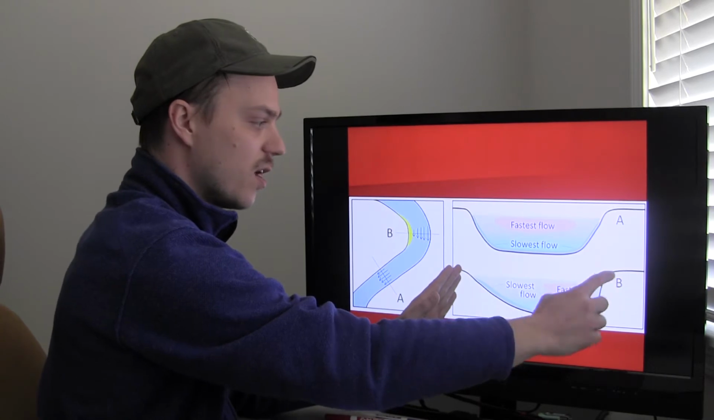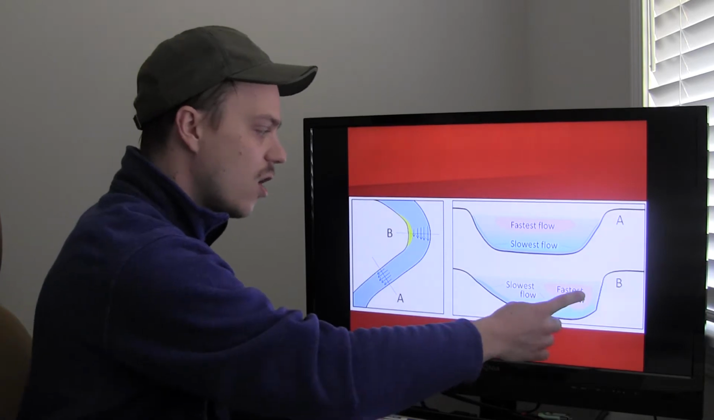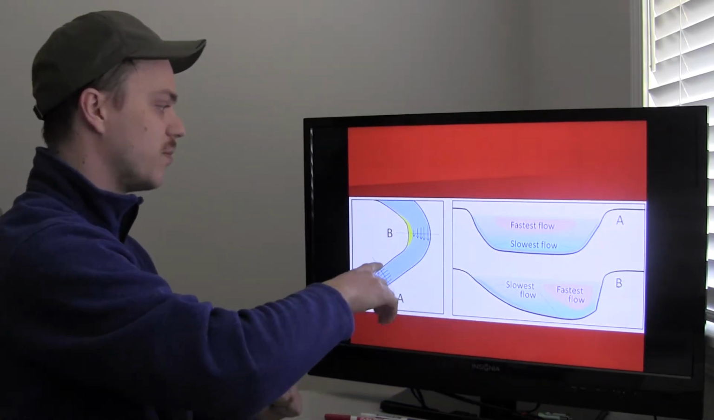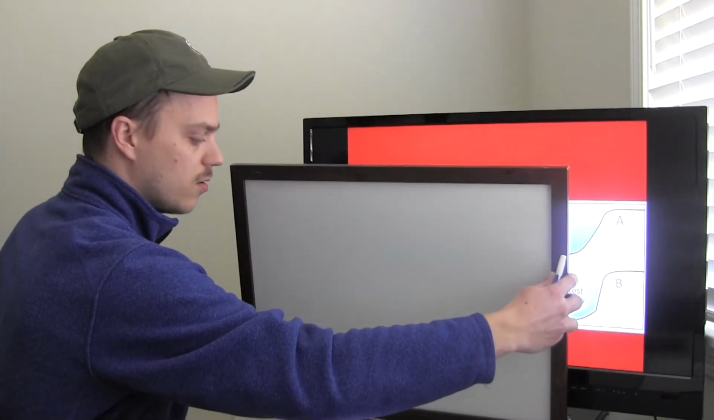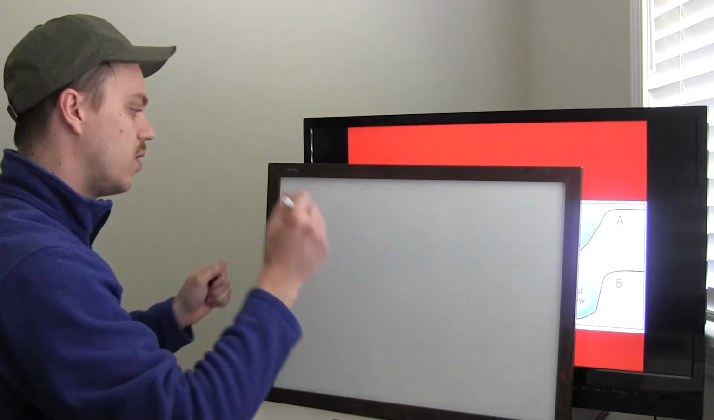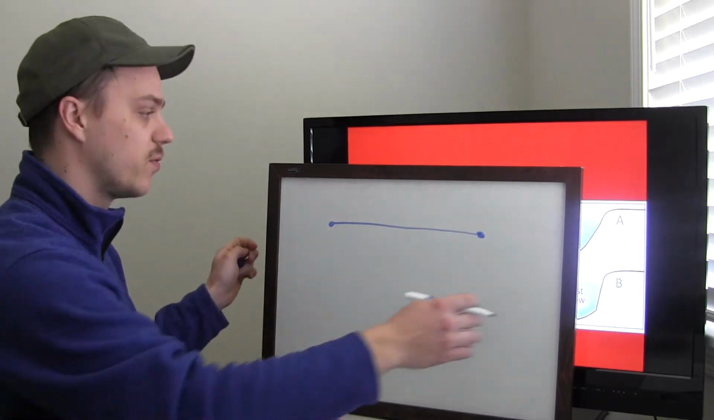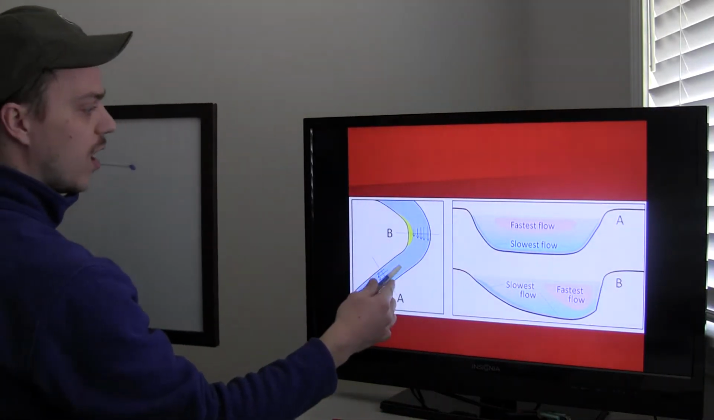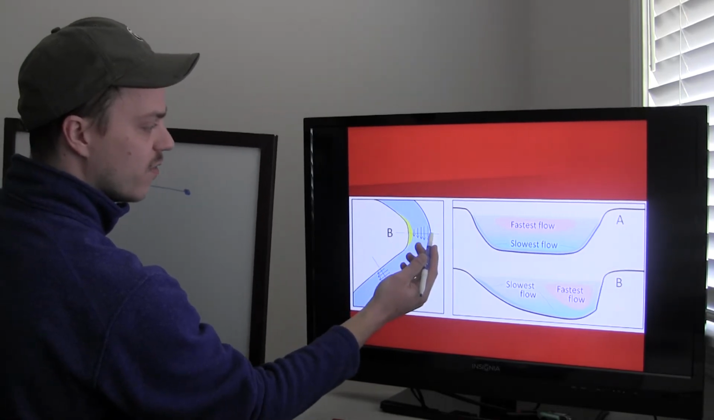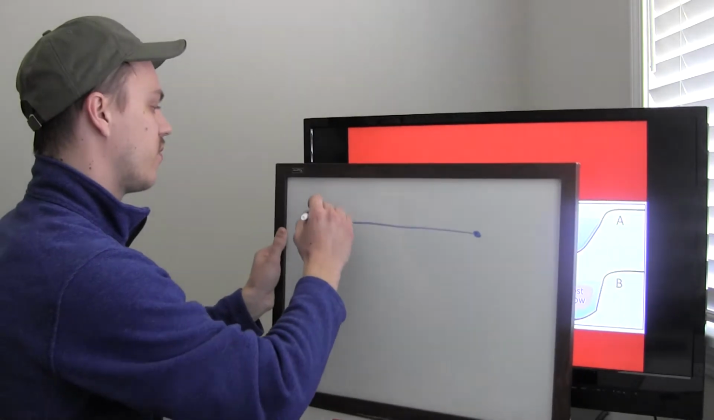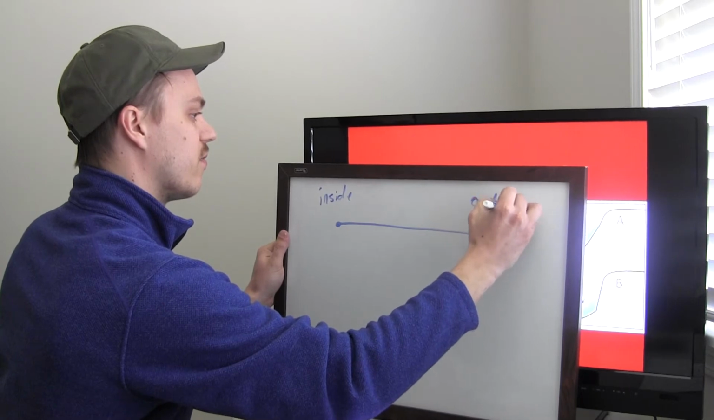Where we have a curve, the outside of the curve gets dug deep because that water is carrying all those sediments out, while the inside of the curve is not so deep. So if I were given the surface of the water and asked to draw what it would look like along the stream bed from the inside of the curve to the outside of the curve, we're going to have, this is the inside of the curve, this is the outside of the curve.